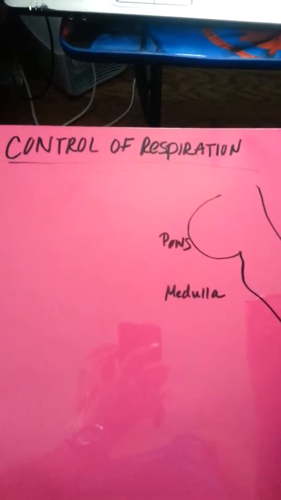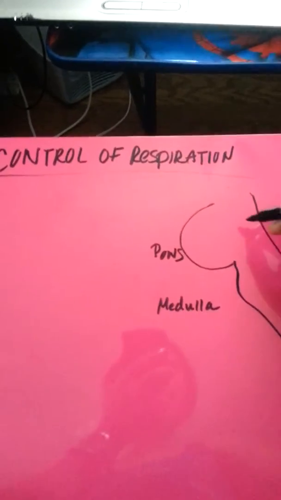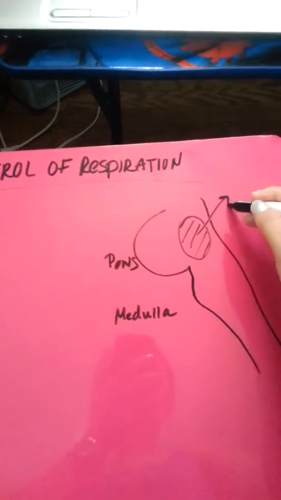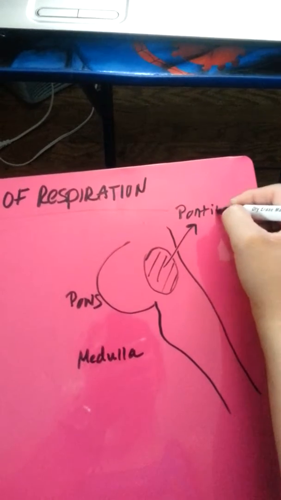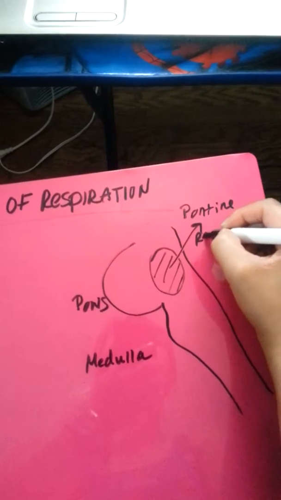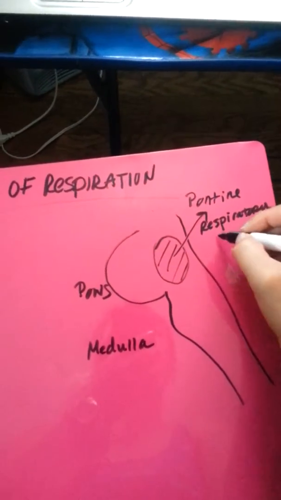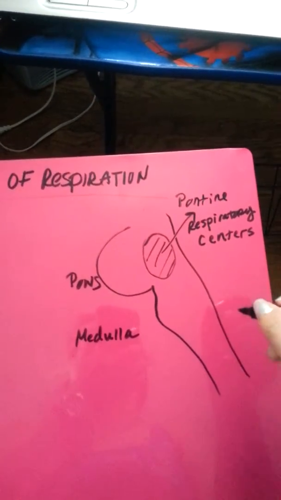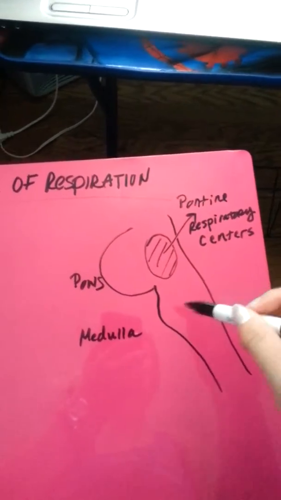Now the pons, we have the pontine respiratory center, I believe that's what it's called, which is located right here. Now this right here is called the pontine respiratory center. Now the medulla here is broken down into two separate little sections.